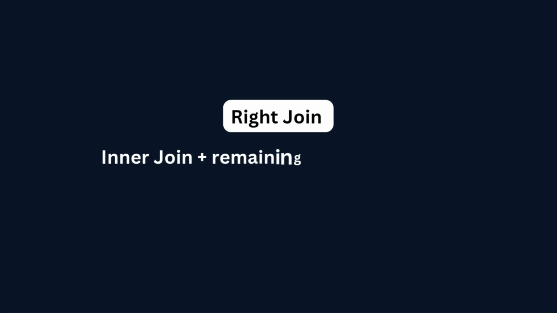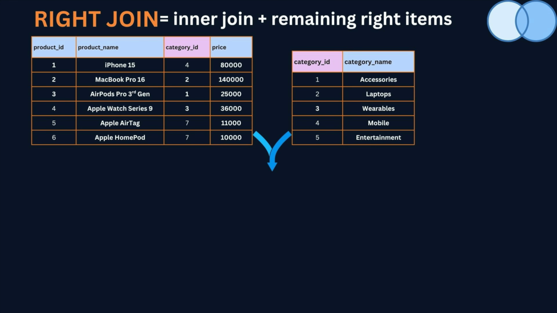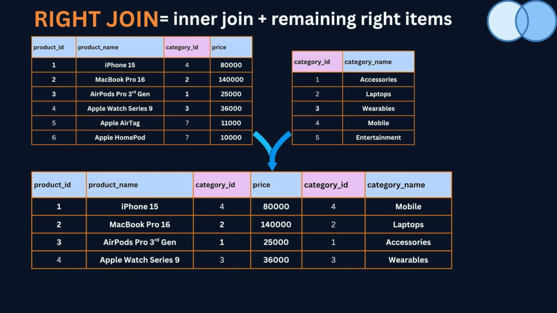And now let's move to right joins. Right joins are also very similar to left joins. It is an extension of inner join plus the remaining rows from the right table. To begin with, these are the two tables that we started with, the products table and categories table. And again, we know the result of an inner join is these four records.